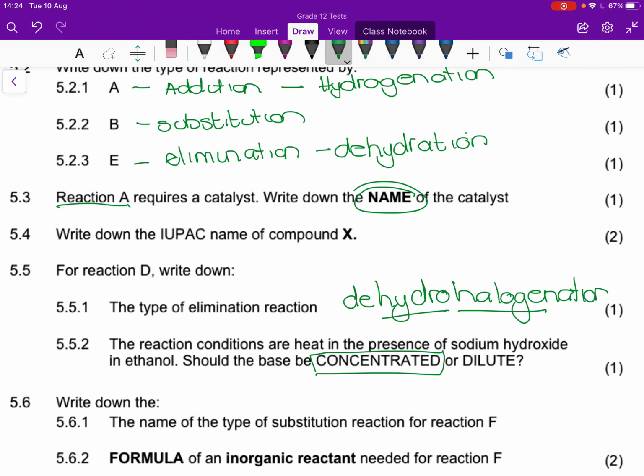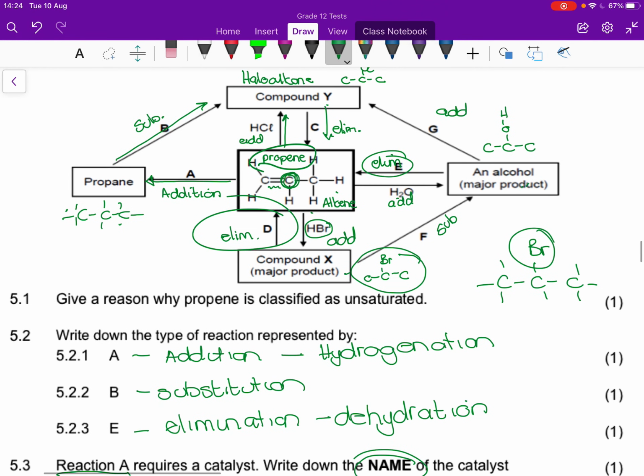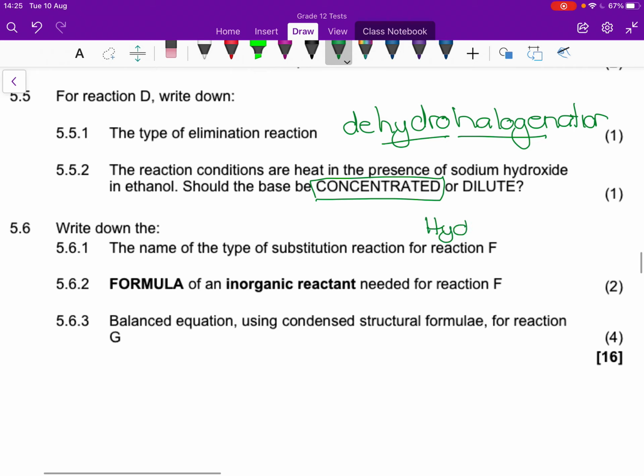Reaction F. Write down the name of the type of substitution for F. So F is the reaction where I've got compound X becoming an alcohol. It's a substitution reaction. This makes it hydrolysis. The formula of the inorganic reactant, you can either give me H2O or dilute NaOH or KOH, but I have to have dilute.